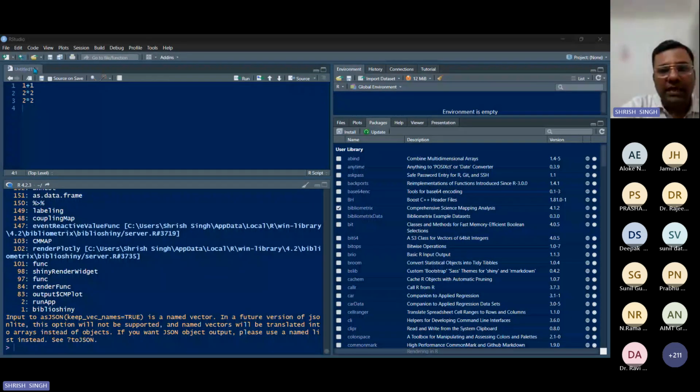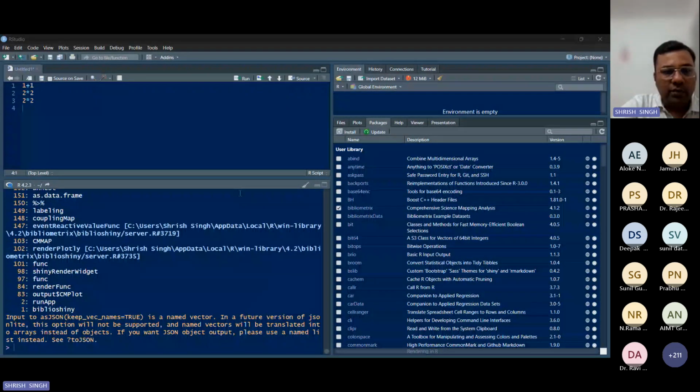So after installing both software, what you are supposed to open is R Studio, not R, right? You will open R Studio and you will find this type of interface. But whenever you install this software for the very first time in your system, you will not find BiblioShiny directly over here. Why? Because BiblioShiny is an additional package. So first of all, you have to install that package in your R Studio. Are you getting my point?